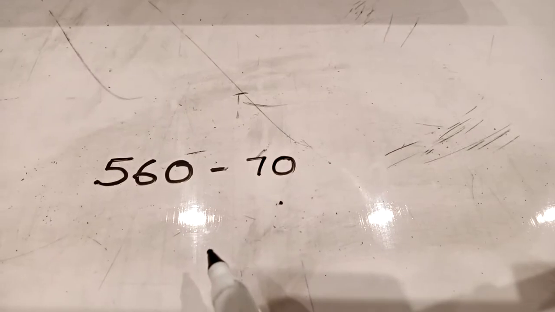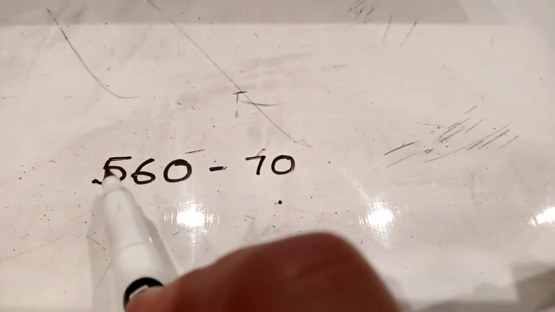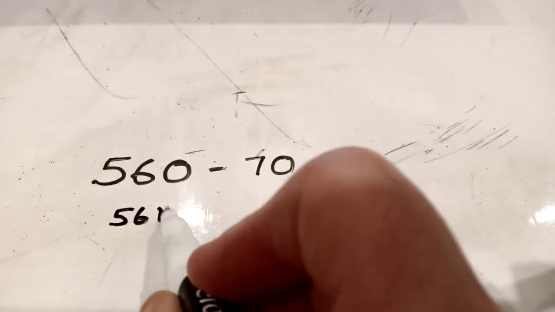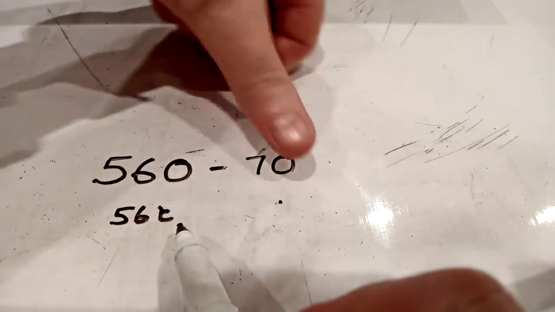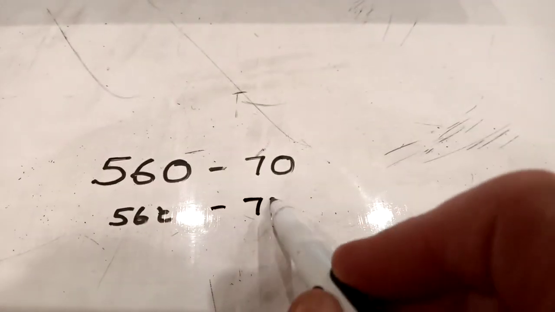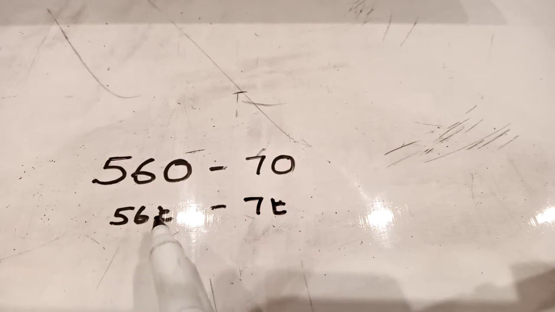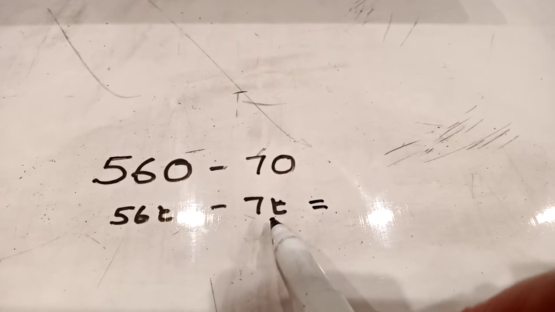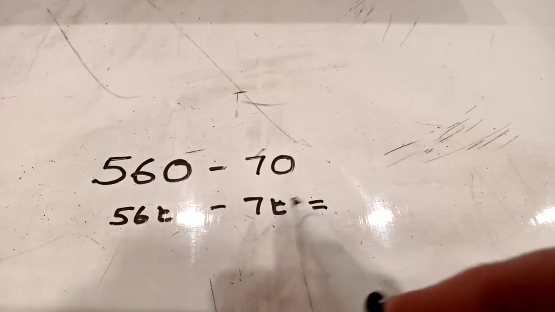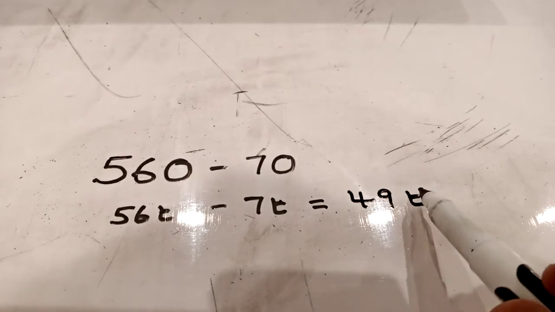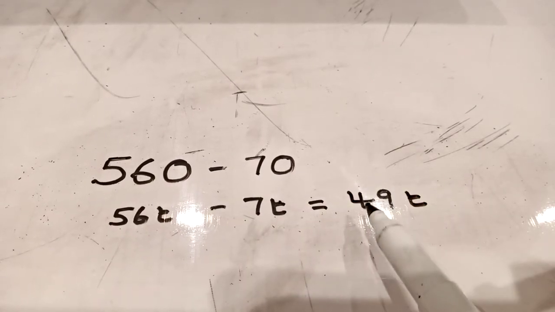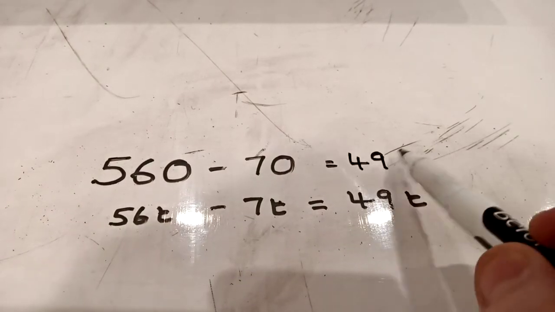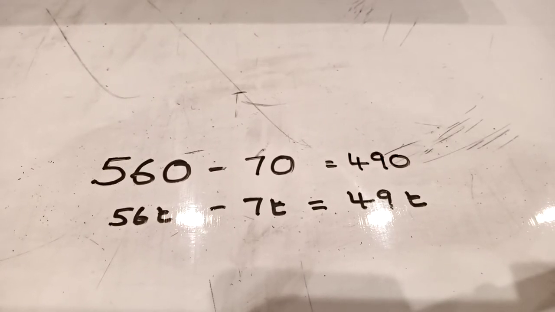If you wanted to, you could see the 560 as 56 tens. We had a go at this today. And you could see the 70 as just 7 tens. 56, take away 7 is, well, take away 6, take away 1. 56 take away 6 is 50, take away 1 is 49 tens. But we've got to write it as ones. At the moment that says 49 tens. If we wanted to write it as ones, it would be 490 ones. That's one way of doing it.